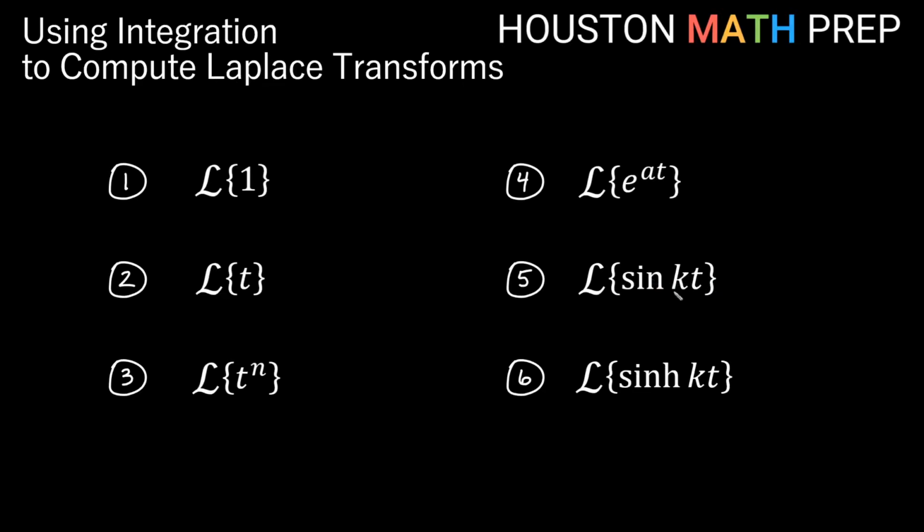Sine of kt. The Laplace transform for cosine of kt works just like this one, so if you want to check out this one, you can just adapt for cosine of kt. They also have hyperbolic sine of kt, sinh of kt, cosh of kt. The hyperbolic cosine function works just like this integral as well.